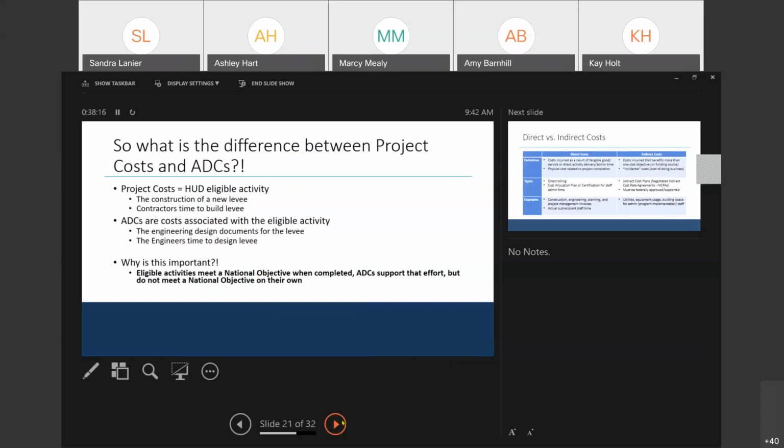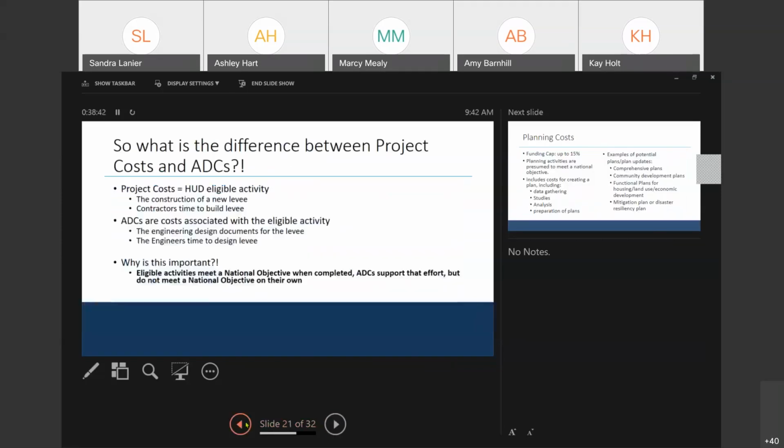And so that's important to distinguish and start noticing the differentiation between the two, because an eligible activity has to meet a national objective when completed. The activity delivery cost, the subset of these project costs, they support that effort, but alone they do not meet a national objective. And so we will stop there for questions.